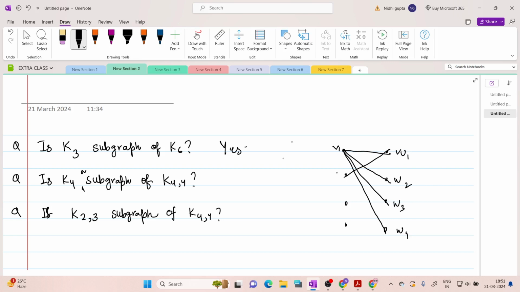And if you think it is false, then you give me a reason why it is false. K44 is basically a bipartite graph, with 4 vertices in one bipartition and 4 vertices in the other bipartition, and every vertex Vi is connected to every Wi.